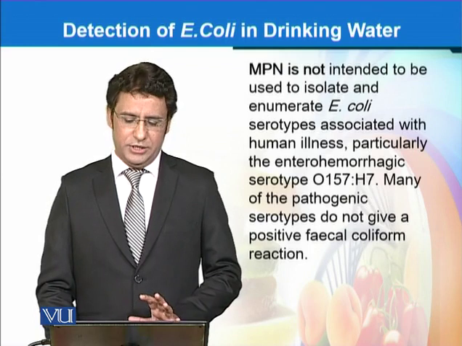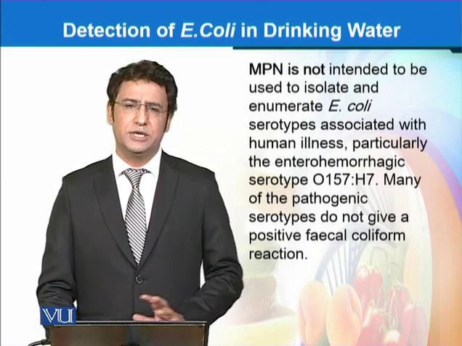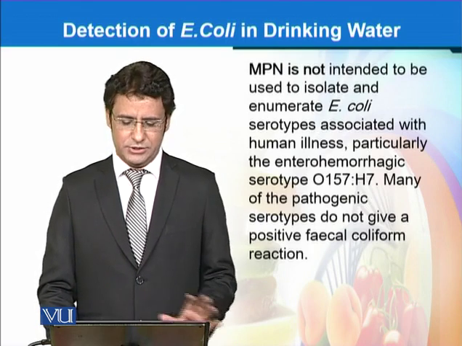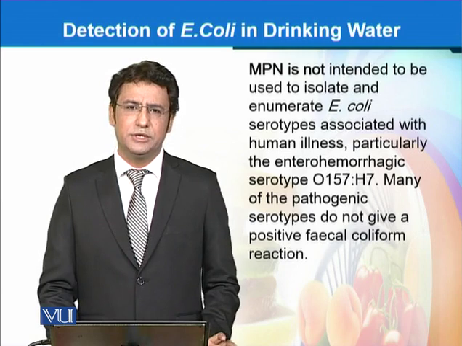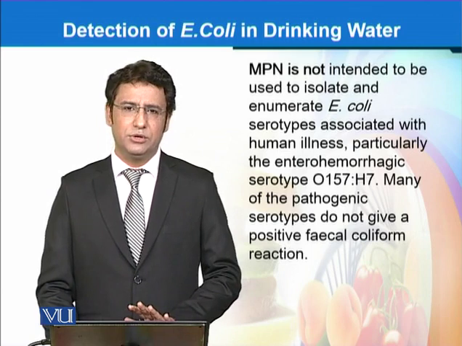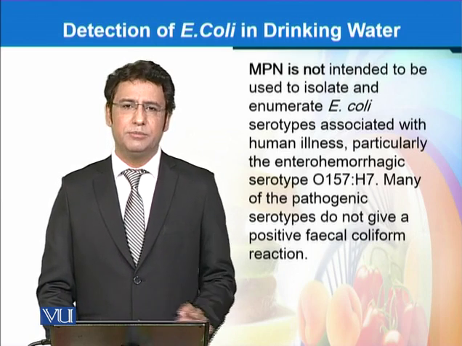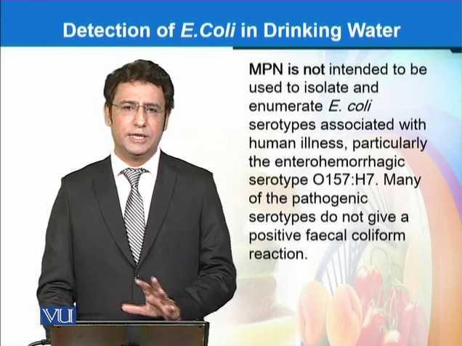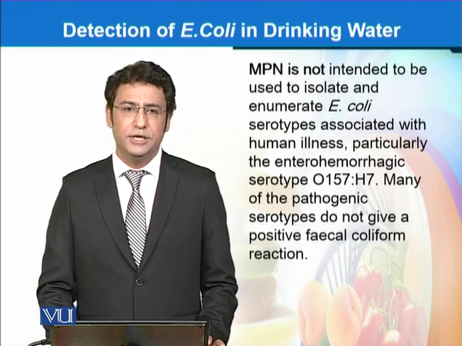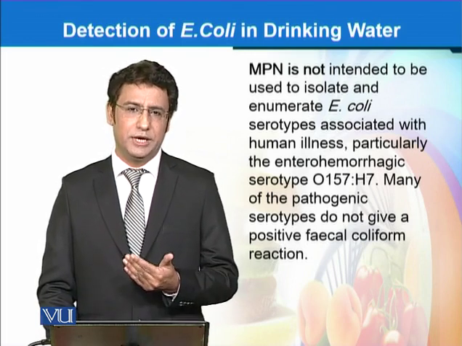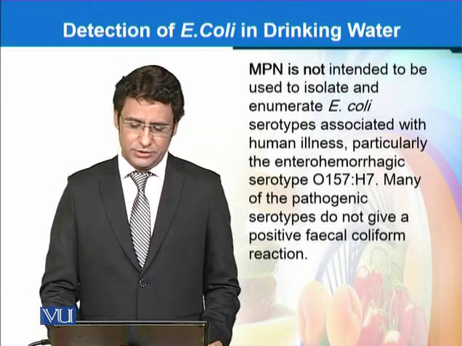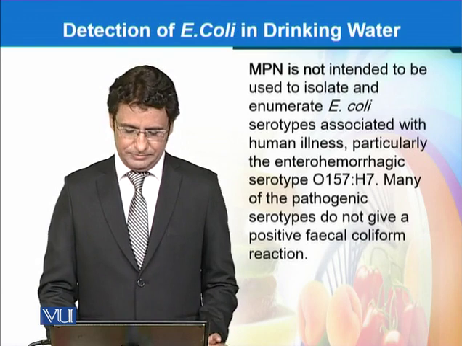It does not enumerate the E. coli serotypes that are associated with human diseases or foodborne diseases, as we discussed. For example, this strain O157:H7. So this method is not going to tell us about this particular serotype. We need to have more detailed analysis, for example, certain PCR techniques for letting us know about these other isolates or serotypes which are disease linked.